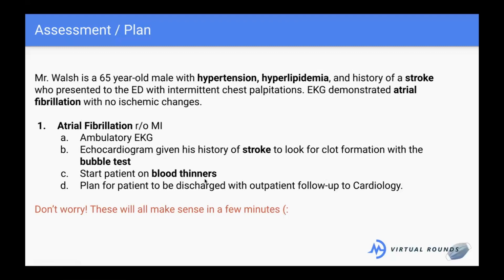We will start him on blood thinners, which I'll also talk about in a little bit. And we're going to have him discharged pretty soon, I think, since he's not having a heart attack, and encourage him to follow up with cardiology, of course.